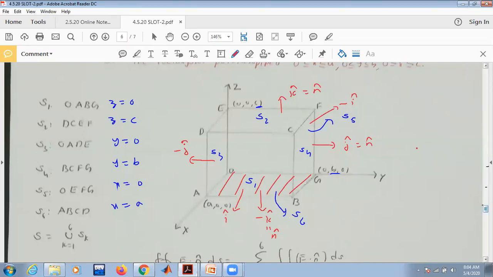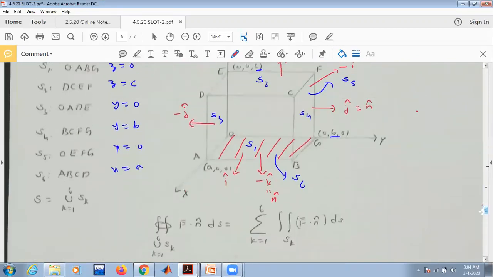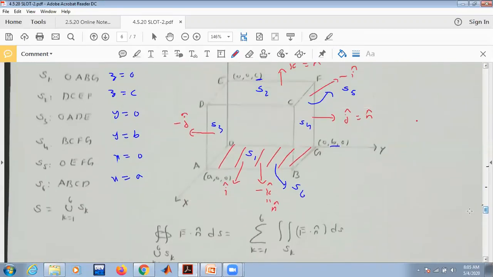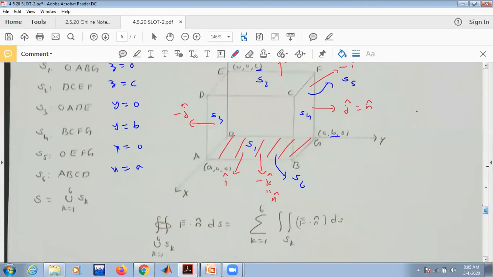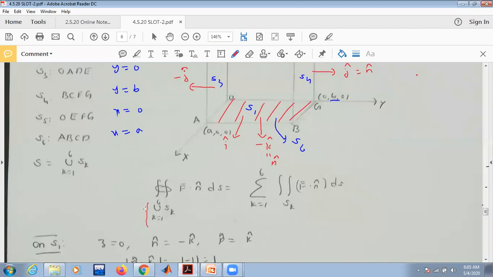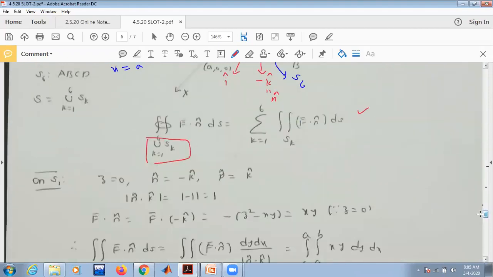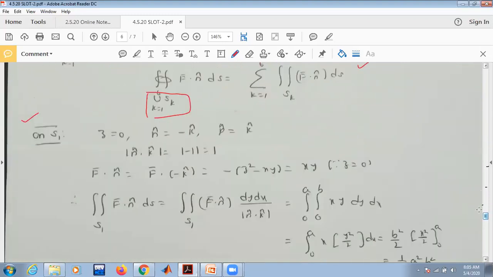Now this closed surface is consisting of 6 planes. So surface integral over this piecewise smooth closed surface is equal to the sum of the surface integrals over each of the 6 planes. So let us compute each surface integral and then add all the 6 surface integrals.